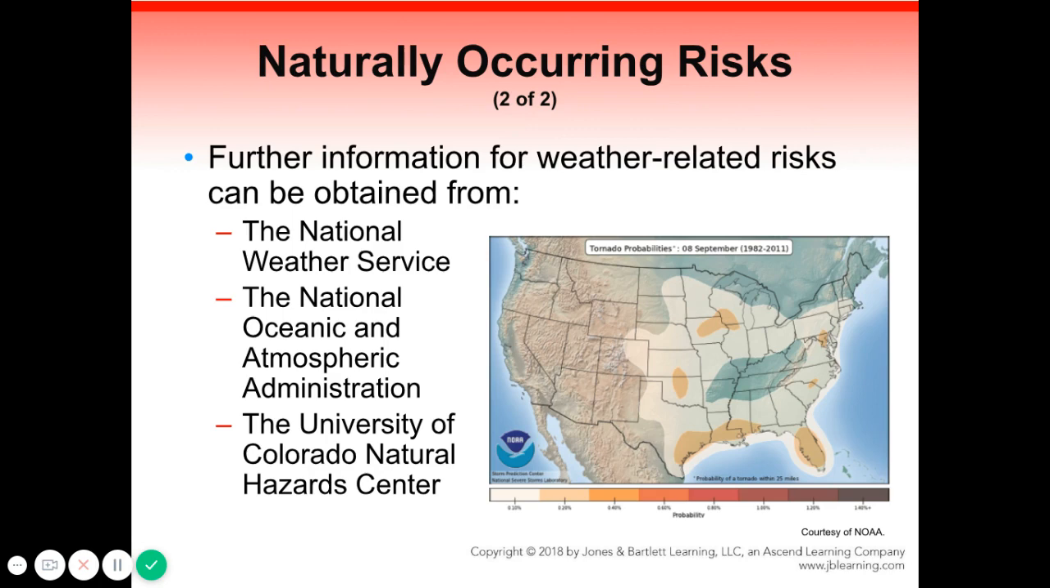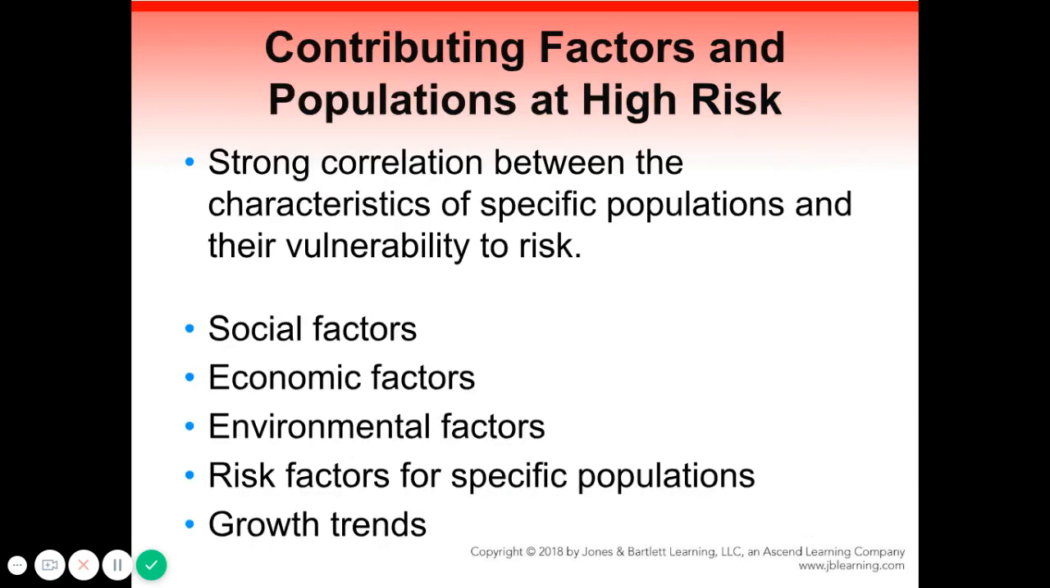Some other places to get weather-related risk information: you can look at the National Weather Service. You can look at the National Oceanic and Atmospheric Administration. A lot of people look at NOAA's website. And also the University of Colorado's Natural Hazards Center. So all of those are some great places to find out information about weather risks for your area.